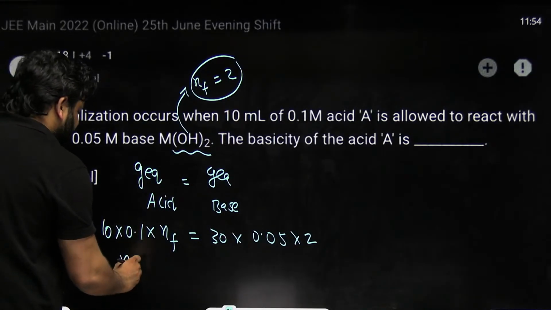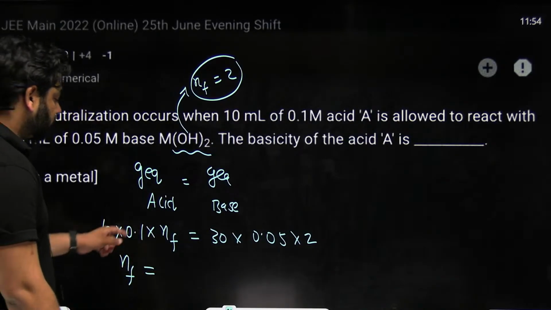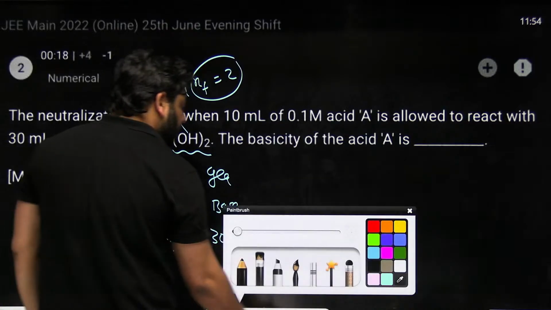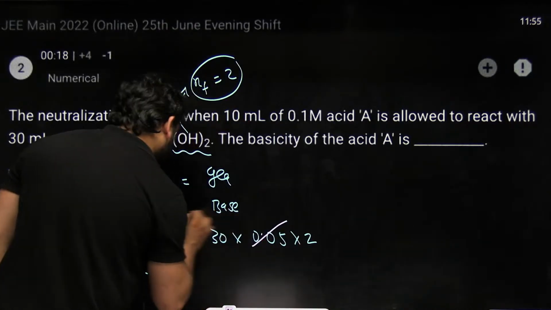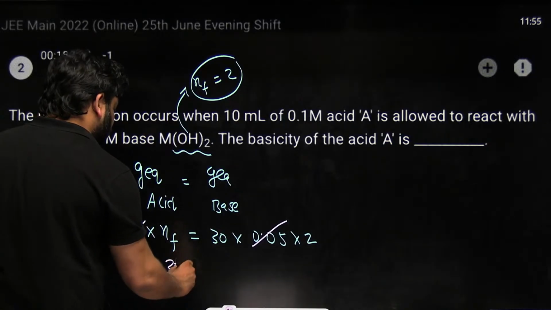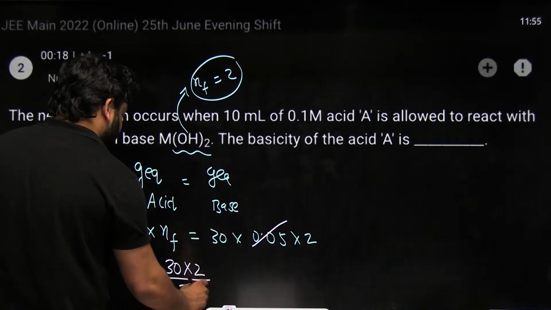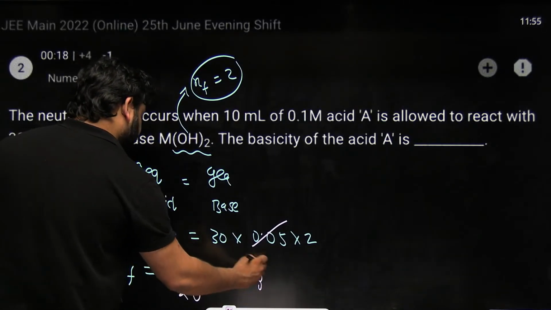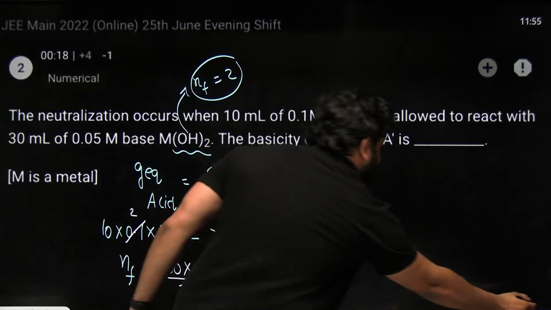So, how much does this n factor come to? This is 2. You can cut this out like this. This is 2, this is 20. So 30 into 2 by 20. I guess the correct answer should be 3. Can we check the answer?